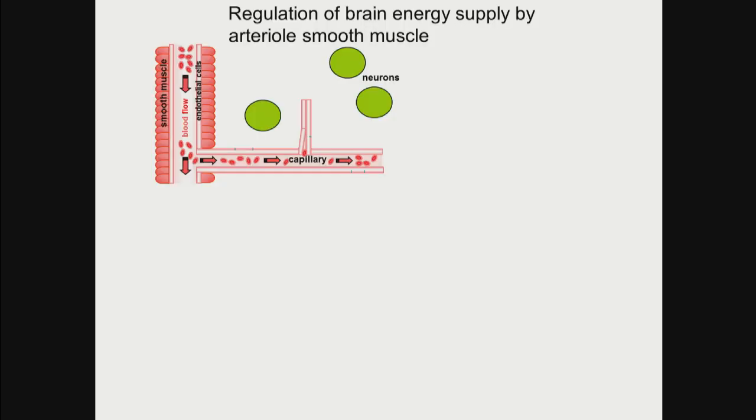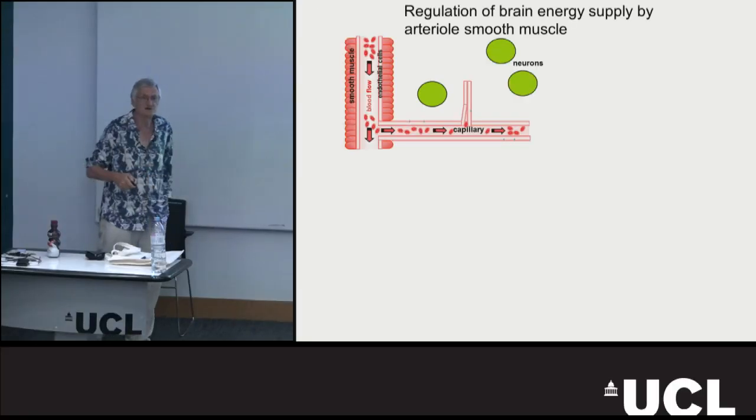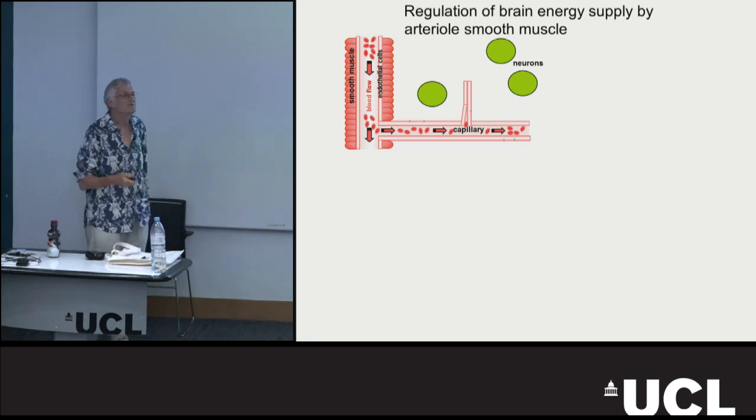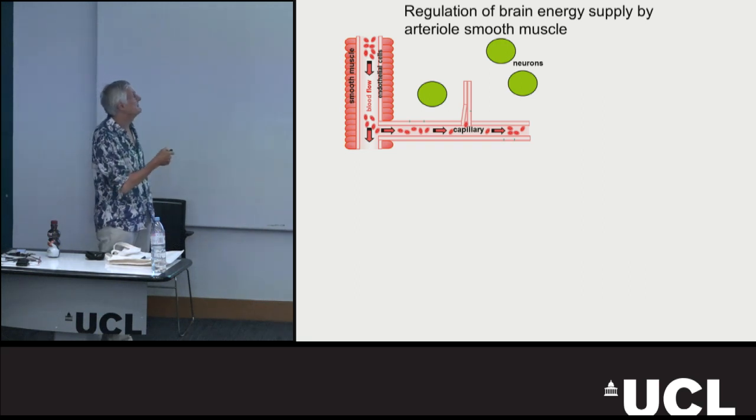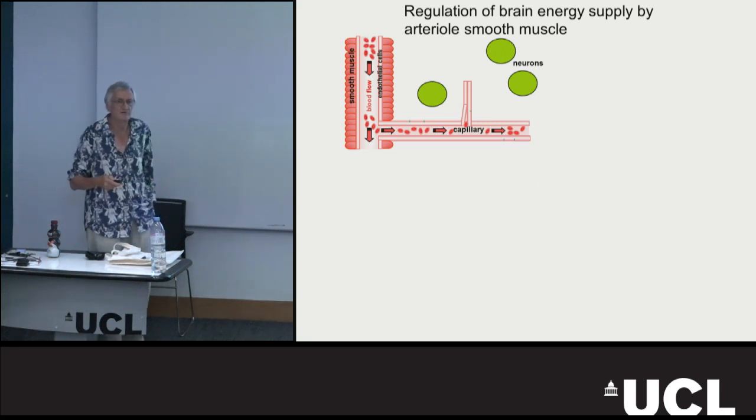Here's a simplified diagram of the plumbing of the cortex. Blood comes down from the surface of the brain, the pia, through penetrating arterioles and goes into our capillaries, where nutrient exchange occurs with the neurons. And it's generally been assumed that most of the regulation of this energy supply, the flow of blood, is done by smooth muscle cells wrapped around arterioles.